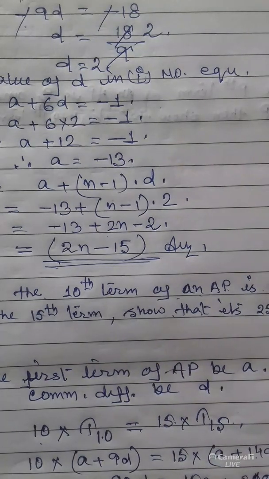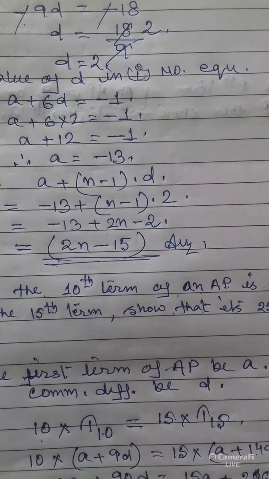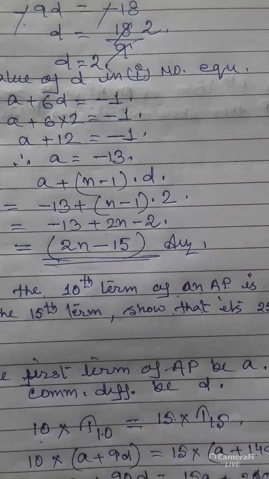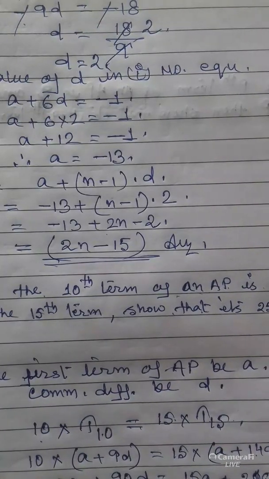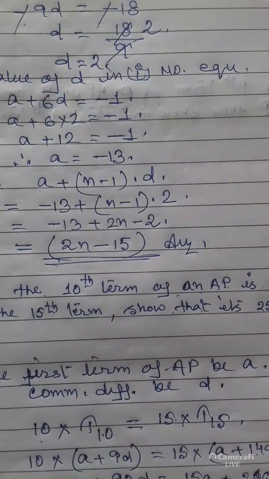120D. 5A equal to, therefore A equal to 120D by minus 5. A equal to 20 minus 24D. A equal to 24D.